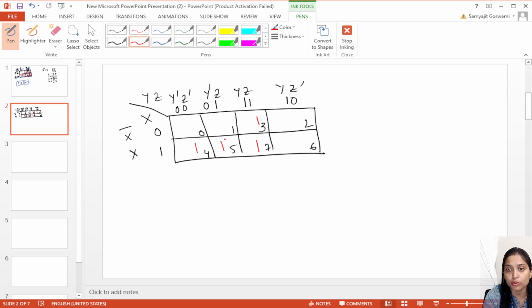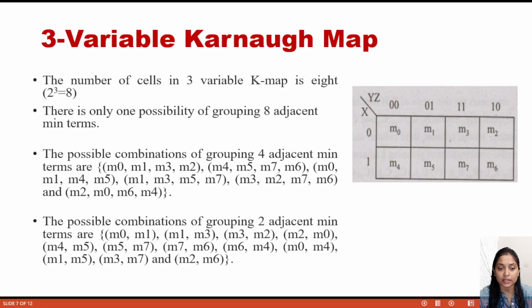In these cells you have to put 1. So here you cannot form any quad, only pairs. Here you can form one pair, there another pair, and there another pair. In this way you have to design all the parts. Now I am moving to my next slide.